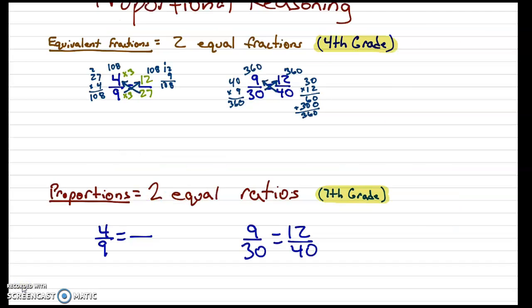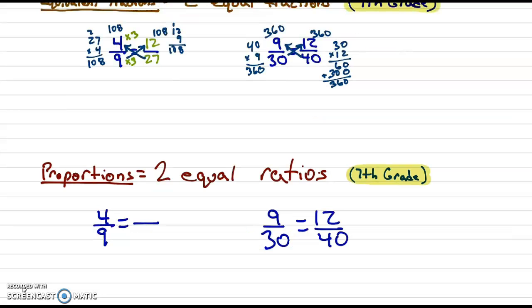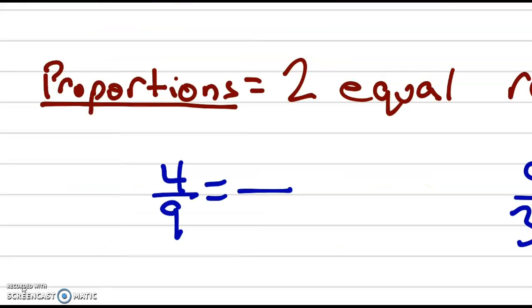So proportions are just 2 equal ratios, which is a 7th grade skill. Okay, notice I wrote the exact same things. 4 to 9, because that's how we say ratios. 4 to 9 equals something. We need to create an equivalent ratio. Pause this and write that if you need to. So to create an equivalent ratio, we could multiply it by 2 if we wanted. The bottom value and the top value, and 4 times 2 is 8, and 9 times 2 is 18.